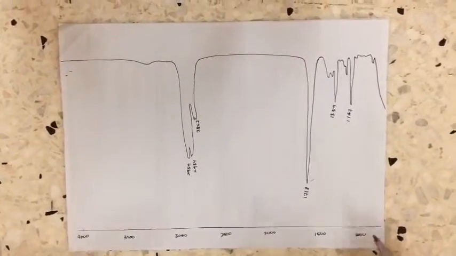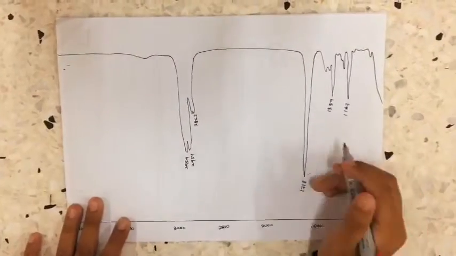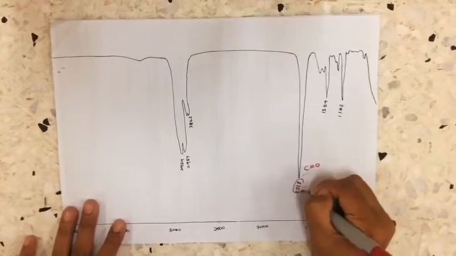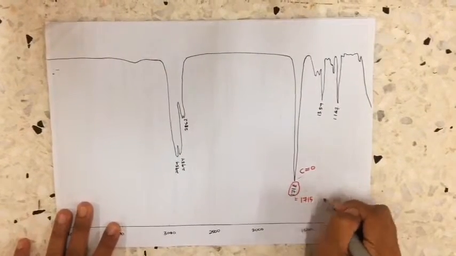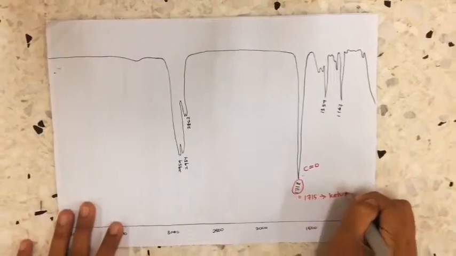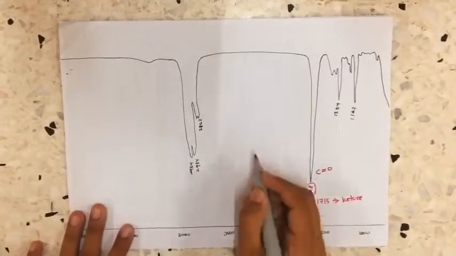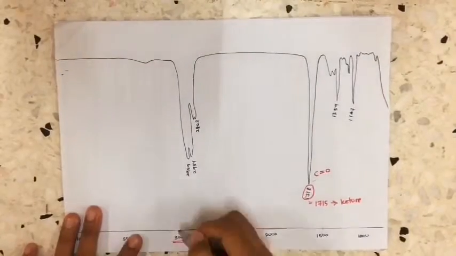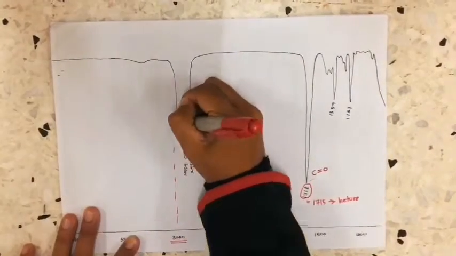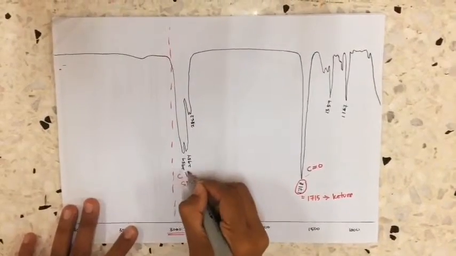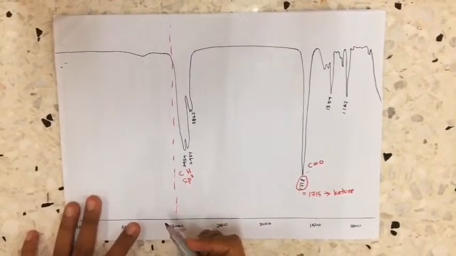So let's do the questions. For the first question, we can see there is a strong peak at 1718, which is near to 1715, which is ketone. It is C double bond O. Next, before 3000, it shows the C single bond H sp3.